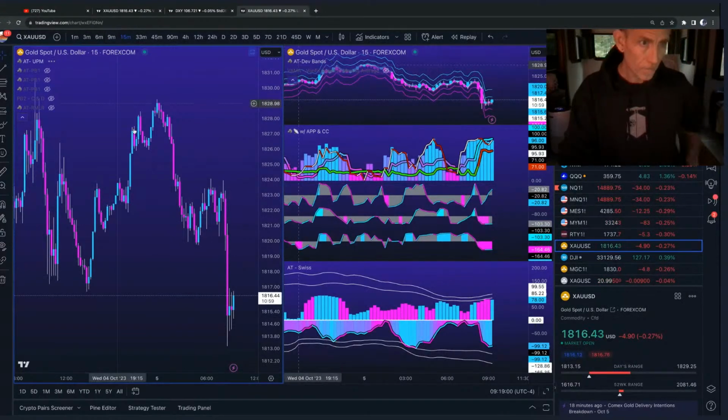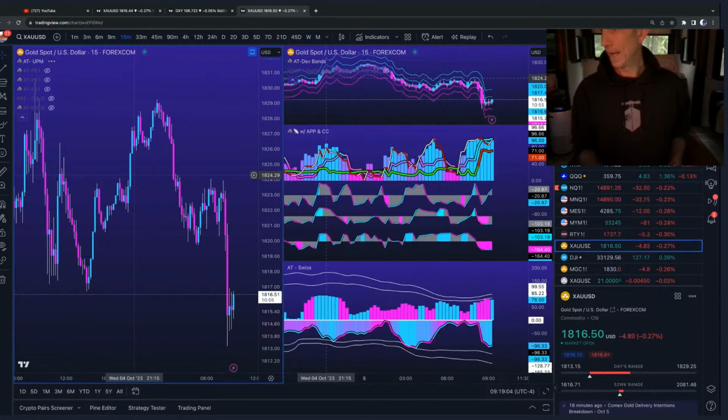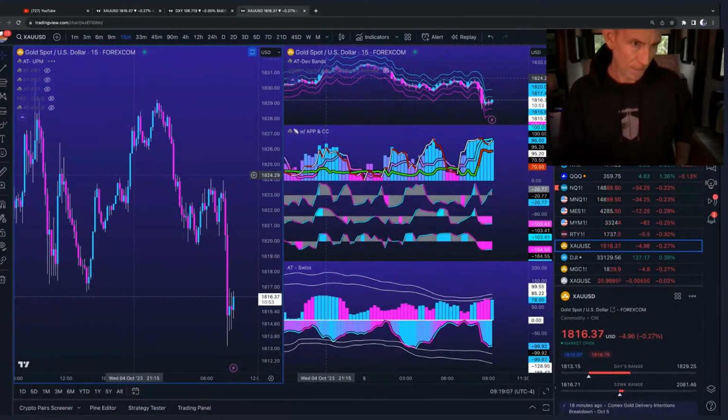We got here. Come on, 15 minute. Yeah, I'm going to load it. If I have time today, I hope I'm going to load up that UPM light. Check it out. I've got that other chart loaded up. Check that out.